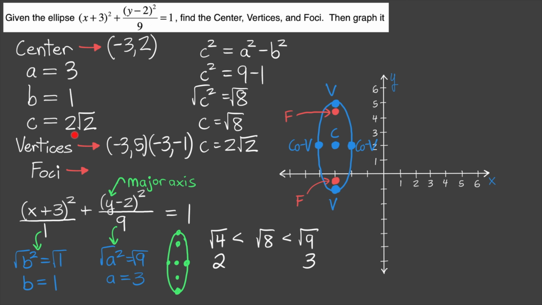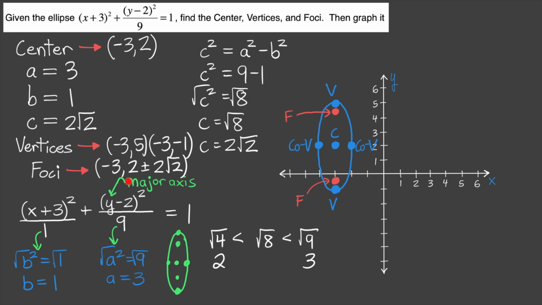And then the same idea for the foci. We're going to add and subtract 2 root 2, which is C, to the y value, because remember, we're going up and down from the center to get to these foci. So our foci are going to be negative 3, comma, 2 plus or minus 2 root 2. All right, and really these are two separate points. I just wrote it as one point, but each point would be negative 3, comma, 2 plus 2 root 2, and then the other point would be negative 3, comma, 2 minus 2 root 2.